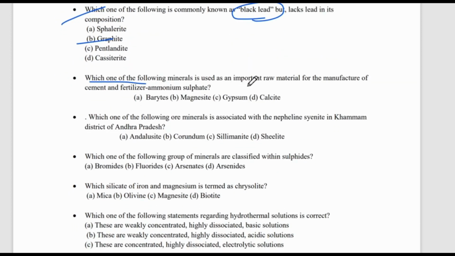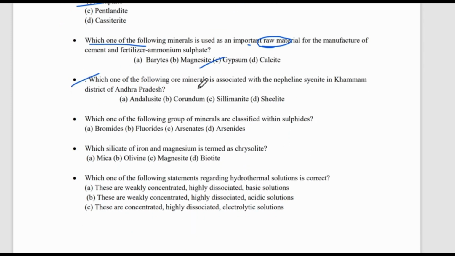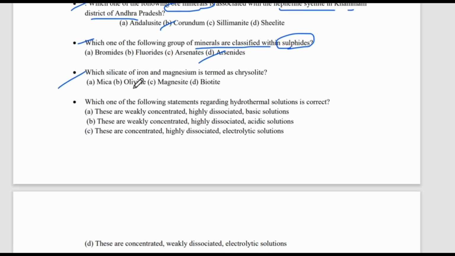Which one of the following minerals is used as an important raw material? So it is gypsum. Which one of the following ore minerals is associated with nepheline syenite in Khammam district of Andhra Pradesh? It is corundum. Next, which of the minerals are classified within the sulfides? So it is arsenides. Which silicate of iron and magnesium is termed as chrysolite?